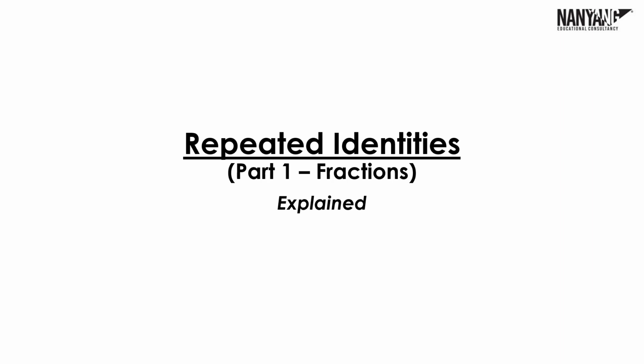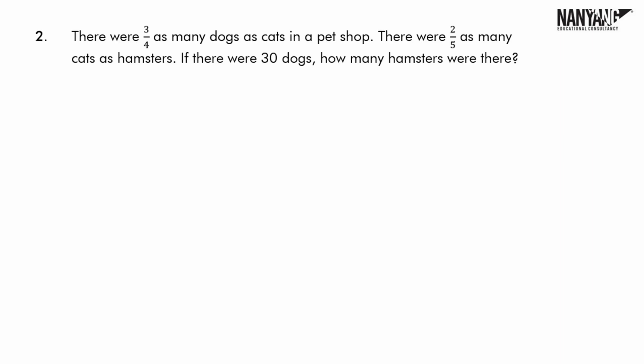Now that we have learned how to do the questions, let's attempt another one. There were 3/4 as many dogs as cats in a pet shop. There were 2 out of 5 as many cats as hamsters. If there were 30 dogs, how many hamsters were there? Feel free to pause the video and attempt the question first. You can resume once you're ready.